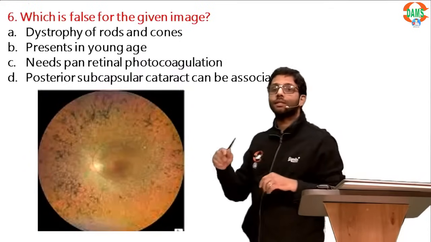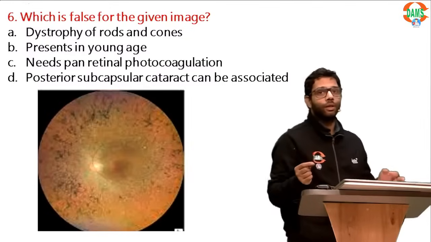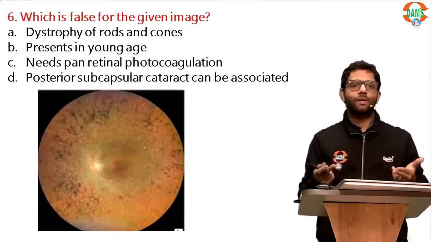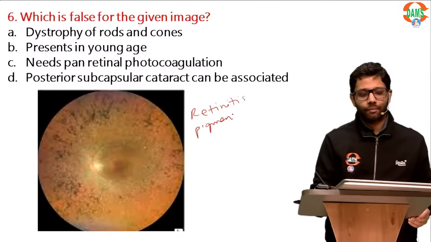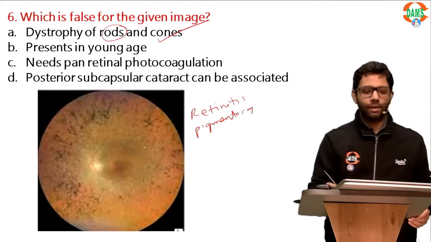This picture was asked last year, just to identify. You should know this, a very important dystrophy of rods and cones. Young patient, night blindness early feature. That is some bony spicules. This is retinitis pigmentosa, which is a dystrophy of rods more than cones, photoreceptors. Young age.